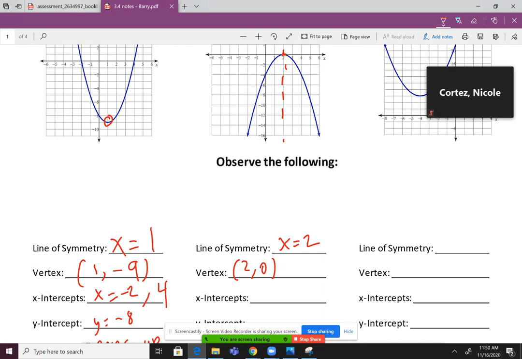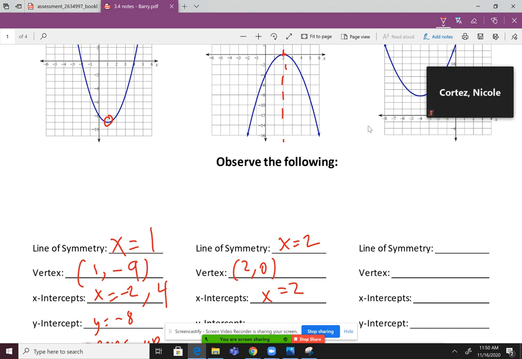Okay, x-intercepts, well, actually, this one only has one x-intercept. It's at x equals 2. So the vertex happens to be the only x-intercept there. That's the only time it hits the x-axis, is that one time. I said a lot of times these graphs have 2 x-intercepts. Sometimes they have 1, and sometimes they have 0. Sometimes they don't hit the x-axis at all.